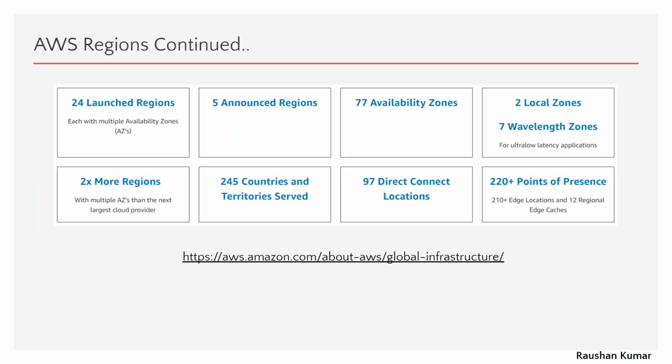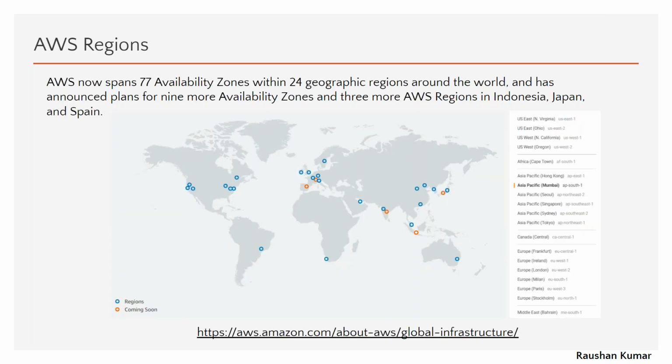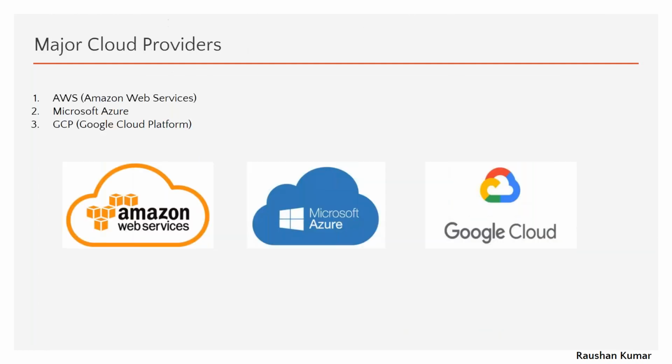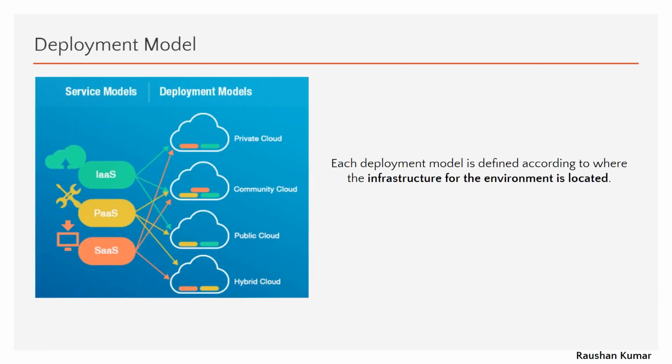Next is Azure. AWS was released quite early, in 2008, and they have the maximum number of services. That's why they have the maximum connectivity, and that's why people tend to use AWS more than any other cloud provider. Okay, so that was just a tangent.